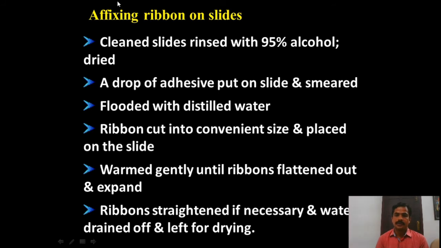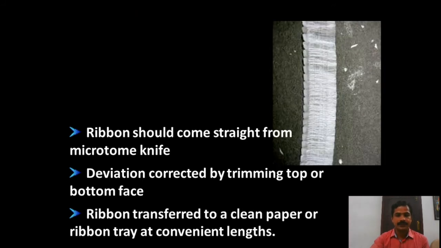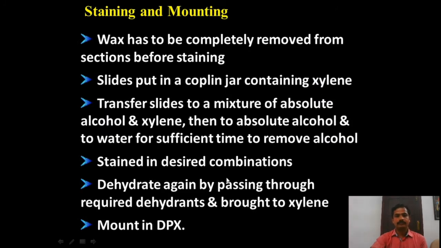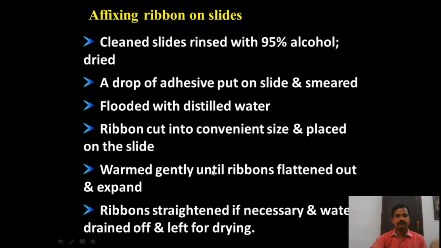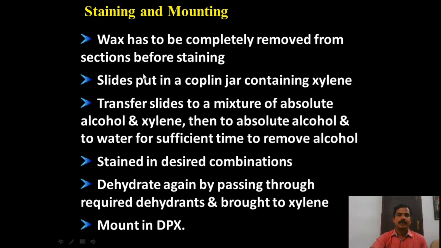Then the slide is flooded with distilled water. The ribbon is cut into convenient size and placed on the slide. The slide is gently warmed until the ribbons are flattened out and expand. The ribbons are straightened if necessary, and water is drained off and left for drying. Then next is staining and mounting.